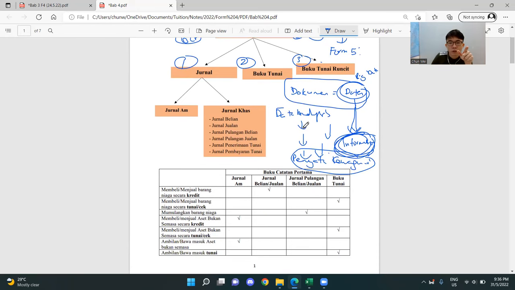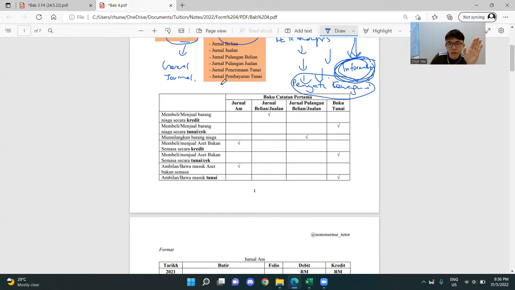And today, we focus on journal am. So in journal, there are two more: journal am and journal khas. Just like your kata nama, there's a kata nama am and there's a kata nama khas. All right, so kata nama am is more what? It's more general. Baju, kasut. But when I say kata nama khas, it's Gucci, Adidas. All these are kata nama khas. So you just need to know that this is more general. That's why in English, it is called a general journal. Something like that.